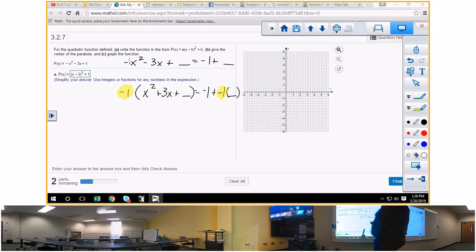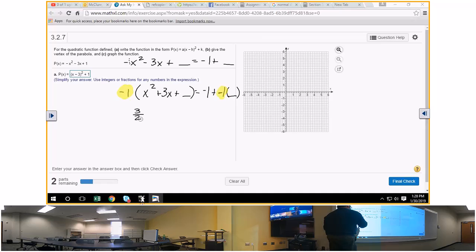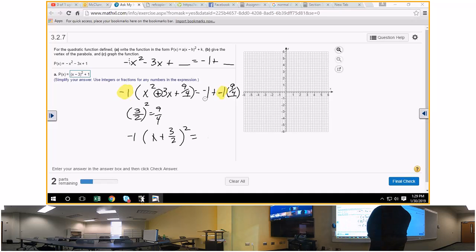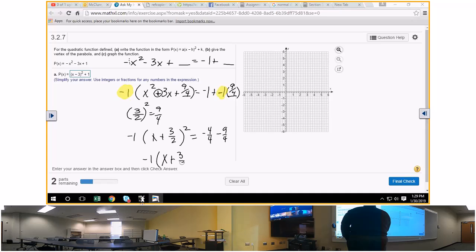So, now I can complete the square. 3 divided by 2 squared is equal to 9 fourths. 9 fourths and 9 fourths. That's going to give us negative 1. Shortcut number 1 right here. So that's x plus 3 halves quantity squared is equal to, well, I'm going to make this into 4 fourths. Negative 4 fourths minus 9 fourths. And that's going to be negative 1 times x plus 3 halves quantity squared is equal to negative 13 fourths.